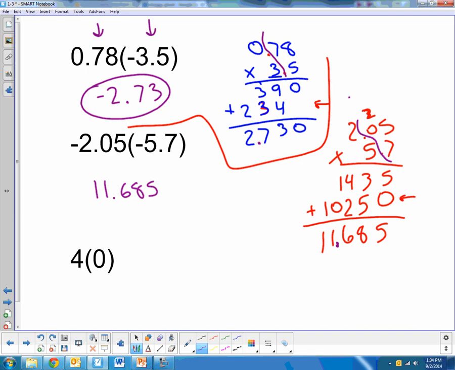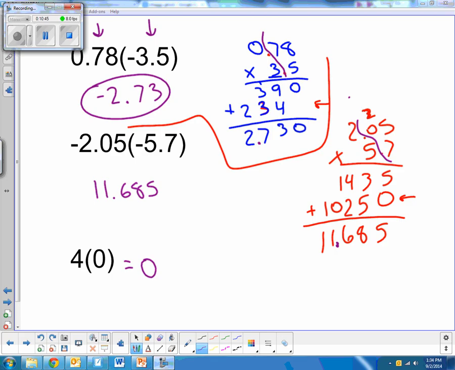Now I look, negative 2.05, negative 5.7. Same sign, positive. Not same sign, keep the sign the same. That's adding. So if we were adding these together, it'd be negative. But since we're multiplying, we have a different set of rules. Multiplying, if they have the same sign, the answer is positive. Last one then, 4 times 0, anything times 0 is just 0. There is no positive or negative 0, it's just 0. And so we can leave that there.